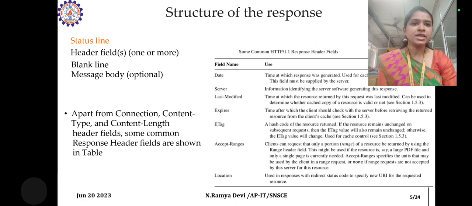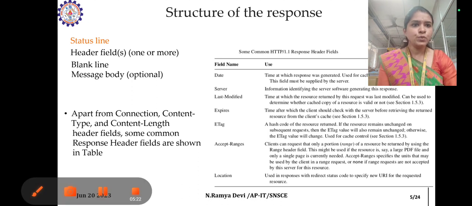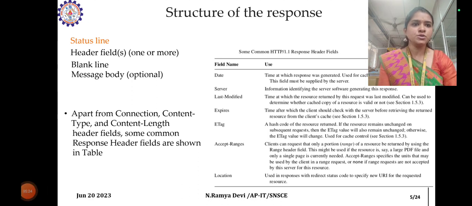Accept ranges: clients can request that only a portion of a resource be returned by using the range header field. This might be used if the resource is, say, a large PDF file and only a single page is currently needed. Accept ranges specifies the units that may be used by the client in a range request, or none if range requests are not accepted by the server for this response. And then Location is used in a response with a redirect status code to specify a new URI of the requested resource.